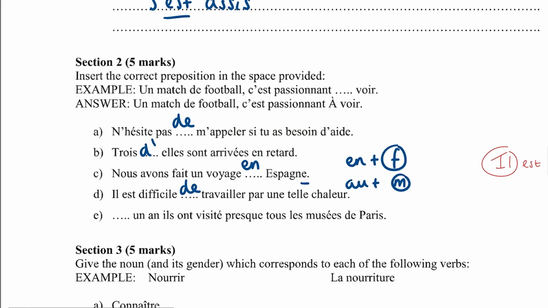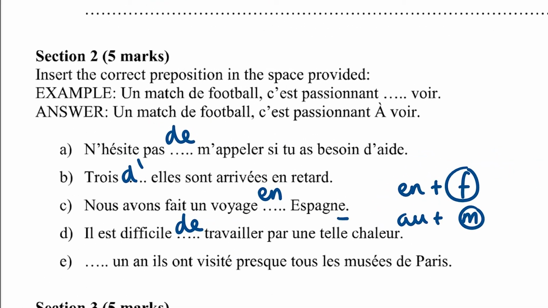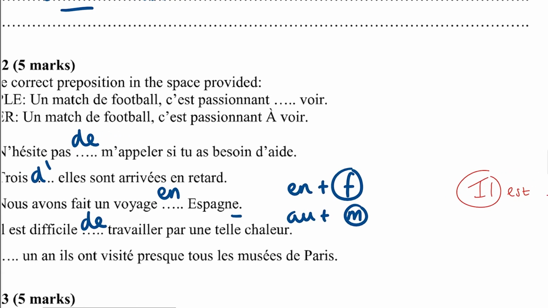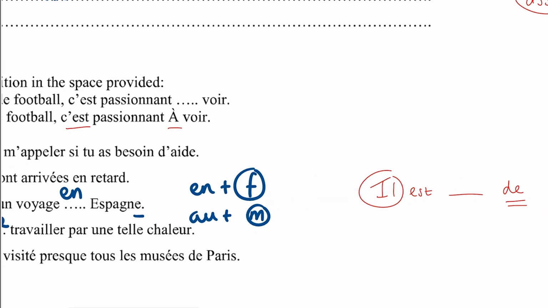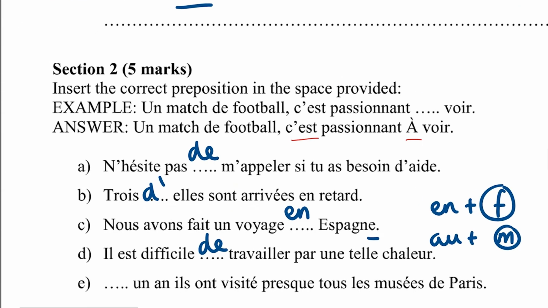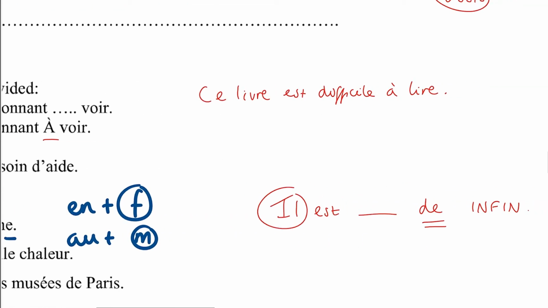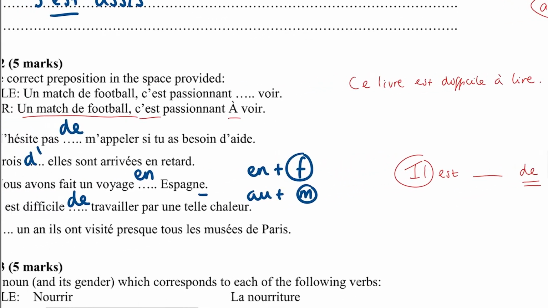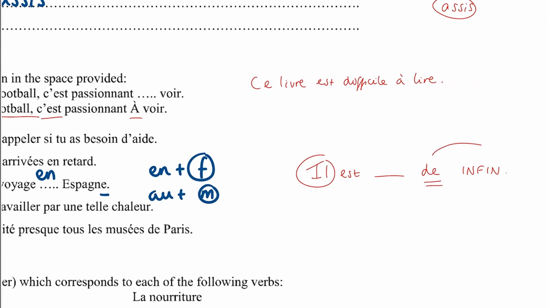Now this is in opposition to what we've got up here. C'est passionnant à voir. This isn't an impersonal construction. It's something else. So you use à when you've got c'est there. So think about the construction ce livre est difficile à lire. Un match de football, c'est passionnant à voir. This match de football comes beforehand, so you can use c'est and à. Whereas in here, you've got the construction il est difficile de faire something. And that's because the something is coming after the verb.